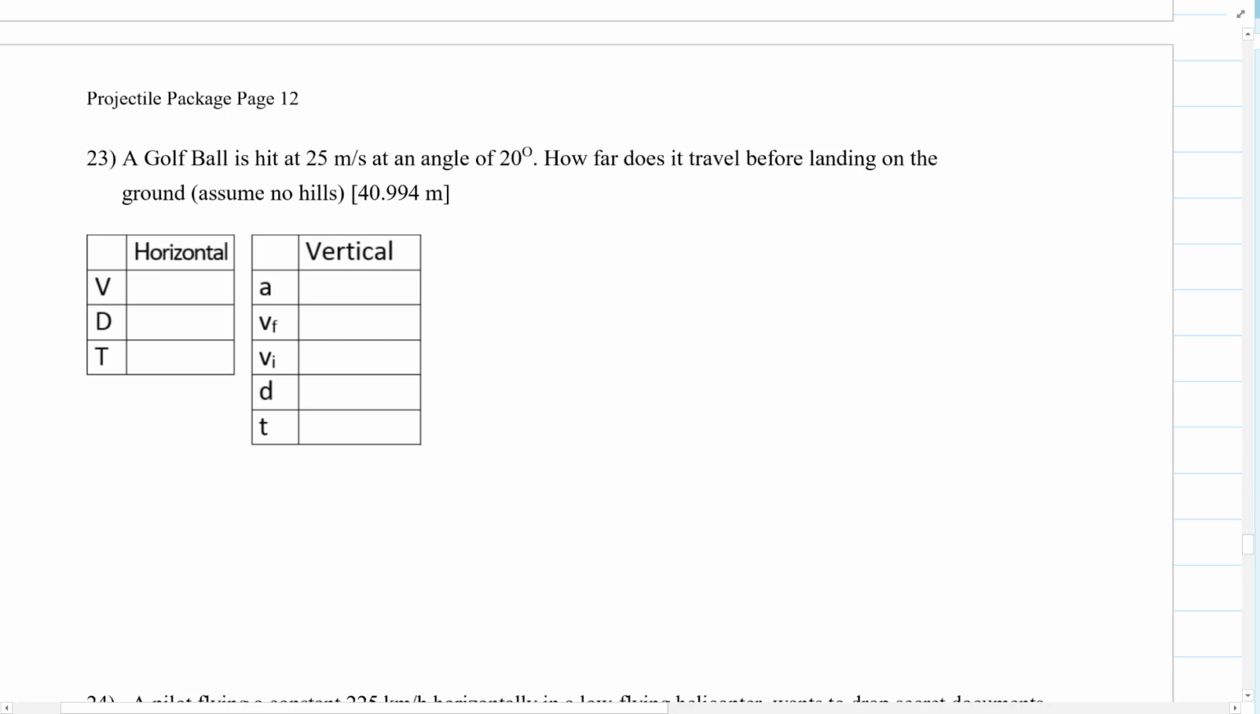A golf ball is hit at 25 meters per second at an angle of 20 degrees above the horizontal. You're hitting it upwards. How far does it travel before landing on the ground, assuming no hills? So it does a shot and lands, and the original shot is at 25 meters per second at an angle of 20 degrees.